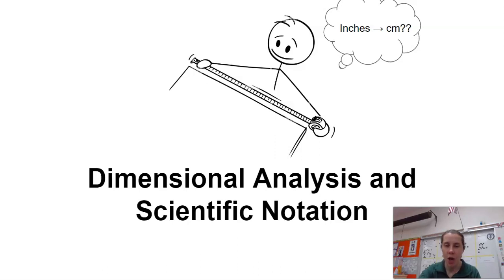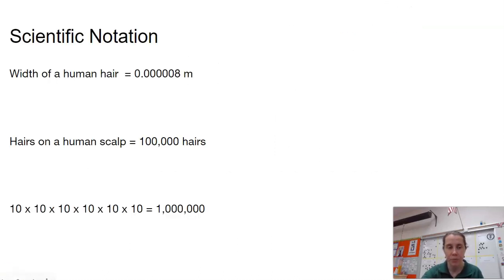Hello, today we're going to talk about dimensional analysis and scientific notation. Although those are not chemistry concepts per se, we're going to need them in order to do the chemistry we're going to do in the rest of this unit. All right, so first let's talk about scientific notation.